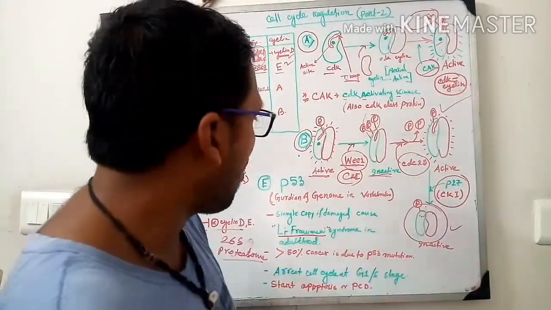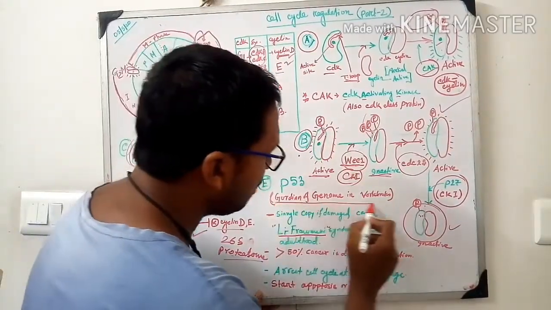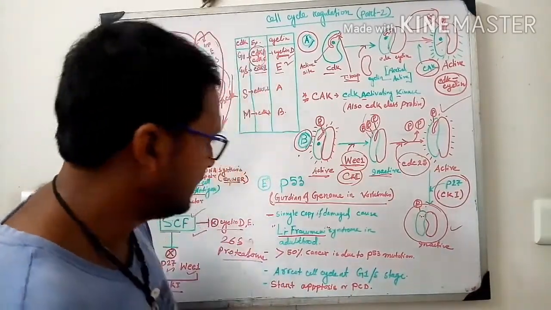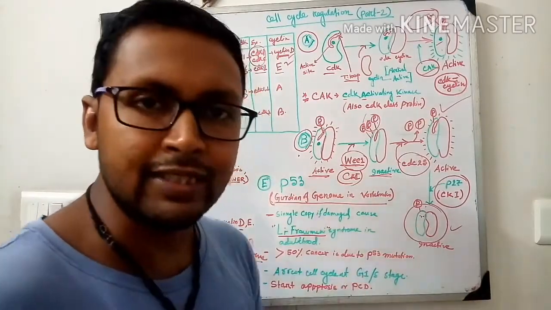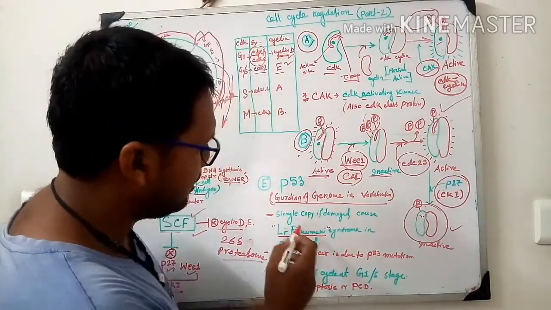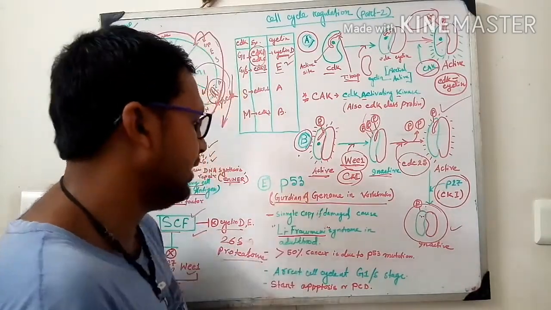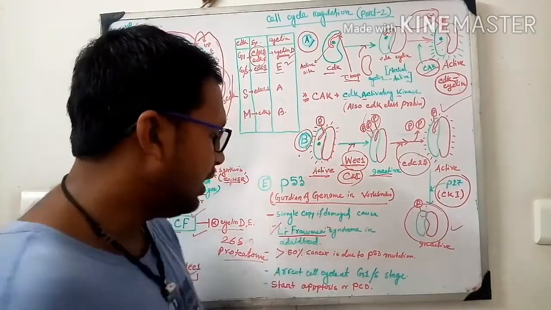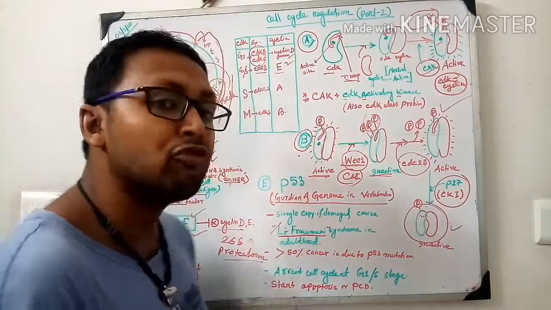Another most important thing is the P53 protein. It is also known as the guardian of the genome in vertebrates. In future classes we will discuss P53 in detail and its character. This is a tumor suppressor gene, and if a single copy of P53 is damaged, it causes a syndrome, Li-Fraumeni disease. Mostly in MCQs, questions are asked about Li-Fraumeni disease.